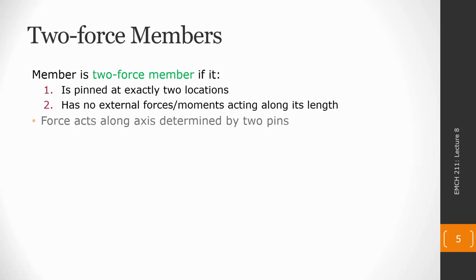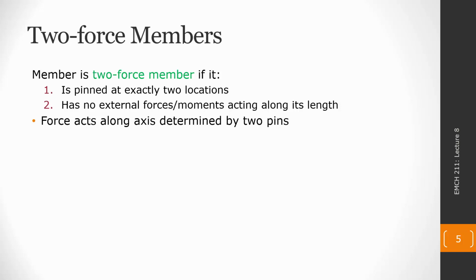And what's the consequence of being a two-force member? Well, it's exactly what we saw in our truss problems. Two-force members have their forces act along the axis determined by the two pins at which it's connected to the rest of our system. If something is not a two-force member, it can exert force perpendicular to that axis, and it could be exerting a couple as well. But for two-force members, we know automatically the direction of their force is along the axis determined by the two pin connections. So how is this going to be helpful to us?